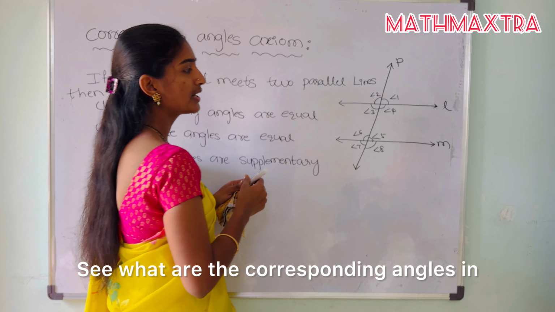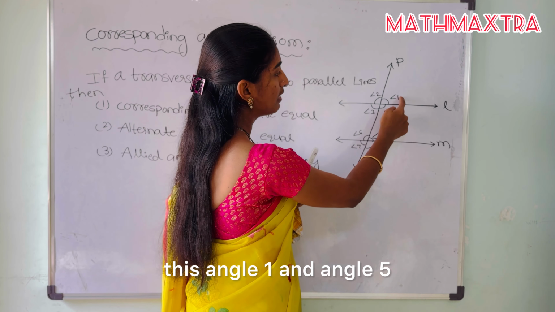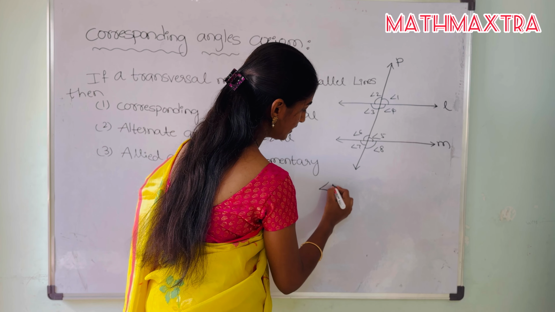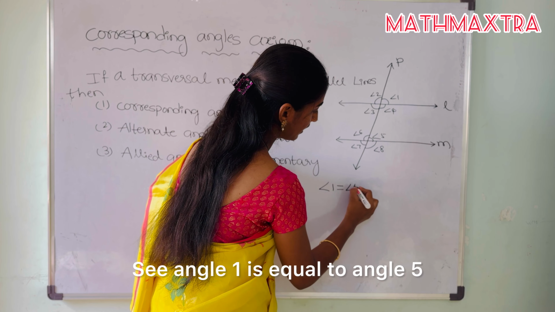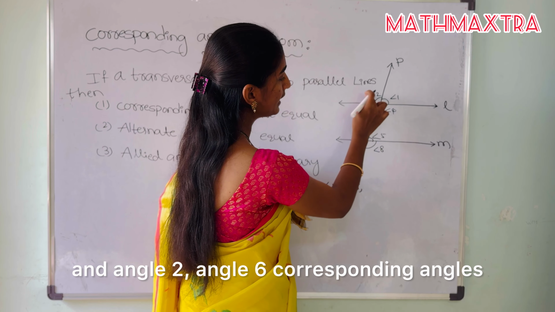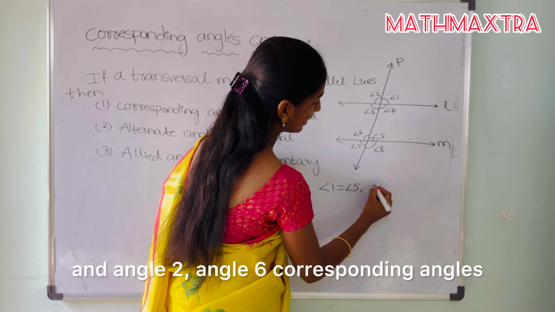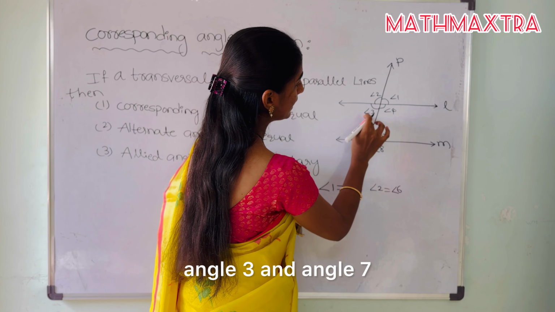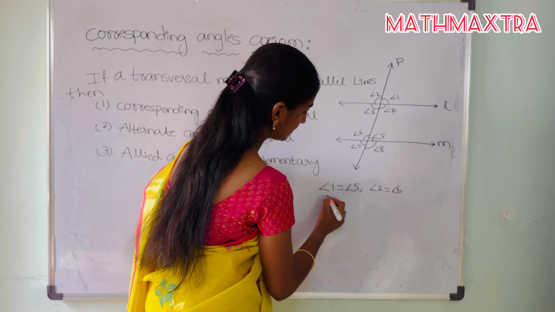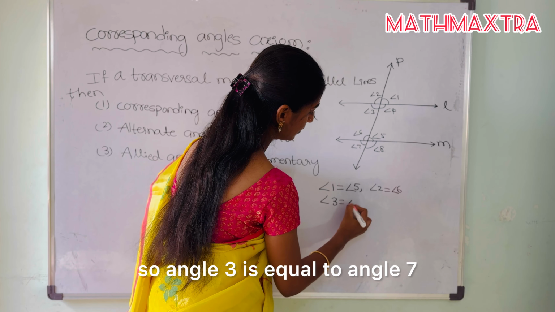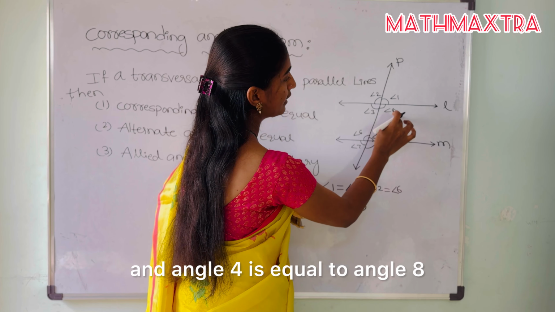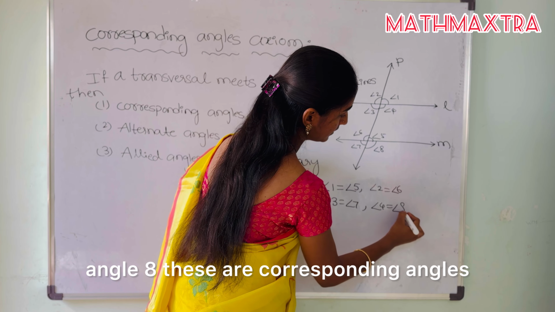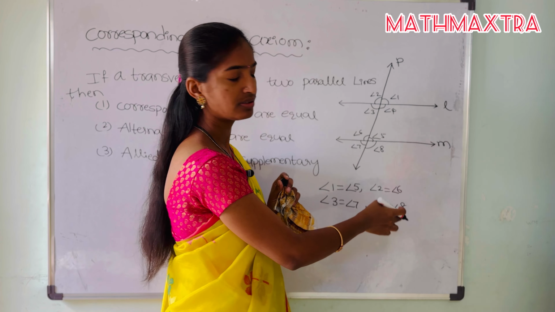See, what are the corresponding angles in this? Angle 1 and angle 5. These are corresponding angles. Angle 1 is equal to angle 5. And angle 2, angle 6 are corresponding angles. Angle 2 is equal to angle 6. Angle 3 and angle 7. So angle 3 is equal to angle 7 and angle 4 is equal to angle 8. These are corresponding angles.